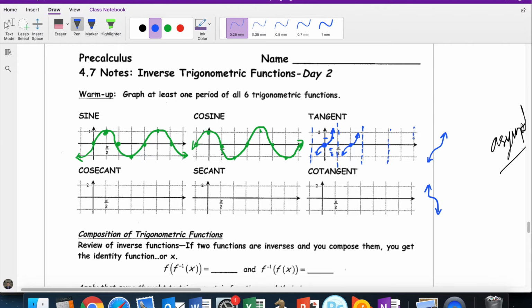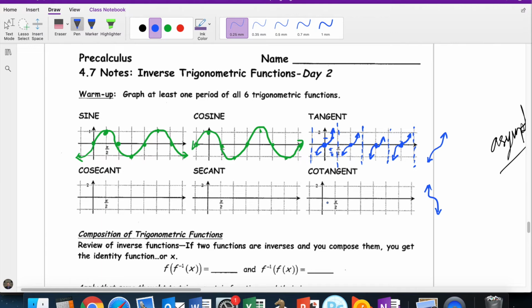There's more asymptotes here, more asymptotes here. And of course, it crosses through the middle at pi. Any questions about tangent?